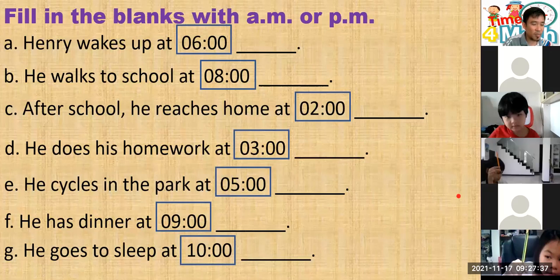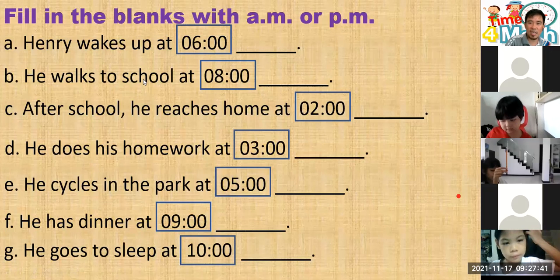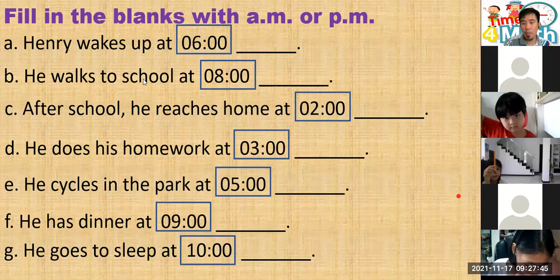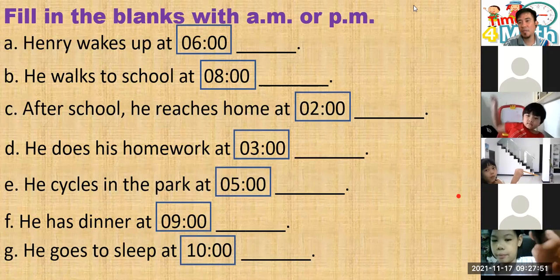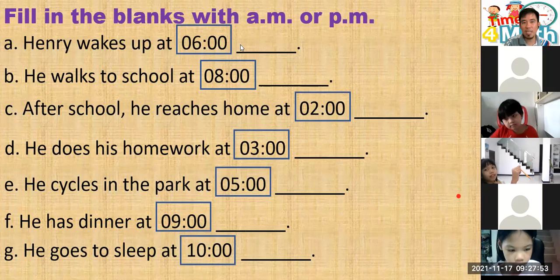This question is on page 109 from letter A to letter G. Okay, letter A to letter G. Everybody unmute your microphone. I want everybody to tell the answers. So everybody unmute your microphone. I want everybody to participate in here.